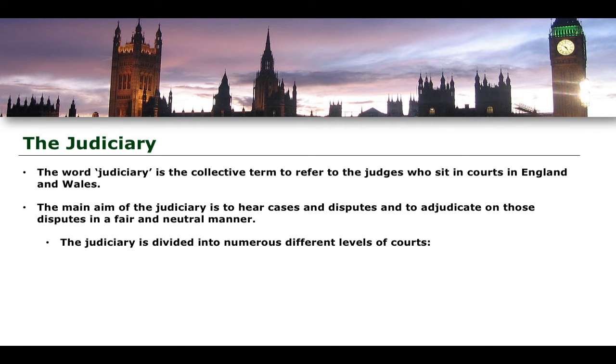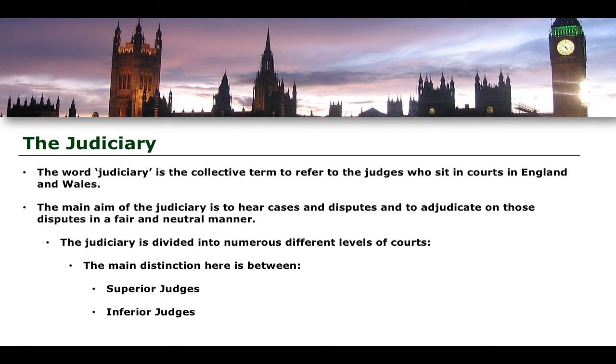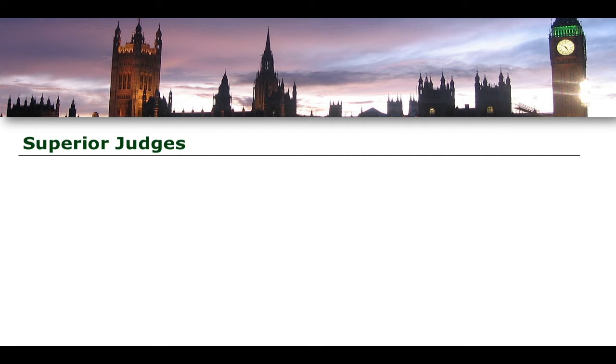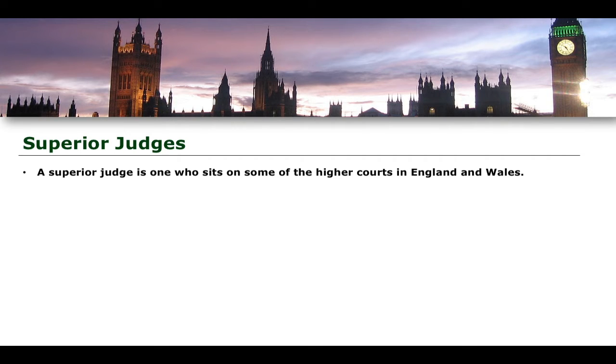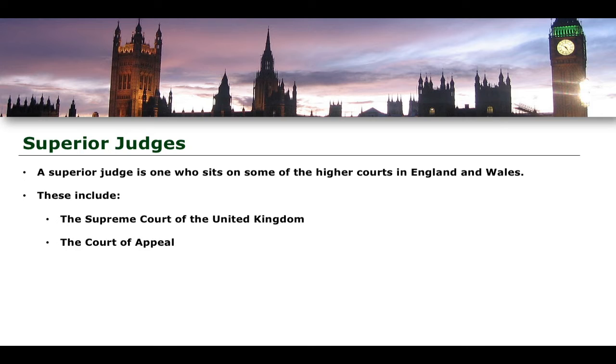Now, the judiciary is divided into numerous different levels of courts. You have a main distinction between the superior judiciary and the inferior judiciary. Now, this is not to suggest that one's better than the other, but it suggests that some have more authority than others. Beginning first then with superior judiciary, or the superior judges. A superior judge is an individual who sits on some of the higher courts which exist within England and Wales. The higher courts include the Supreme Court of the United Kingdom. As the name may suggest, it is the supreme ultimate law adjudication authority. The Court of Appeal, as well as the High Court. These are all representative of superior judicial appointments.